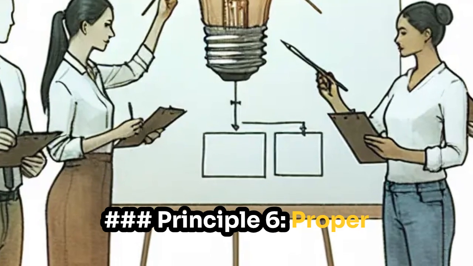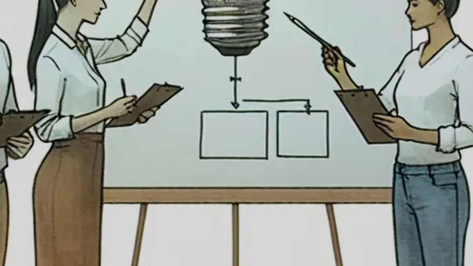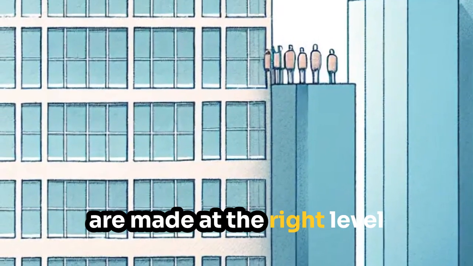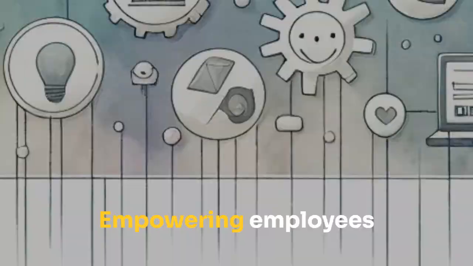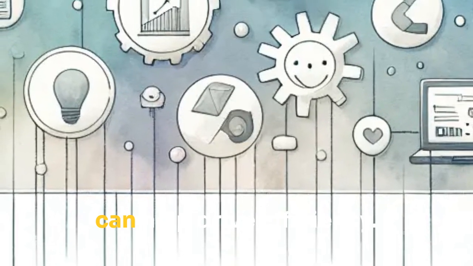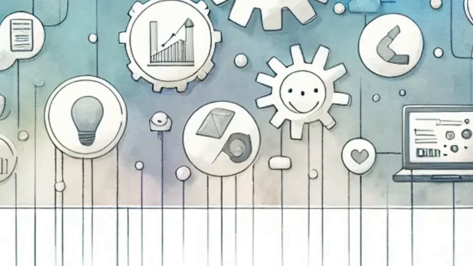Principle 6. Proper decision-making authority. Ensuring that decisions are made at the right level speeds up execution and reduces bottlenecks. Empowering employees with clear guidelines can help drive efficiency.